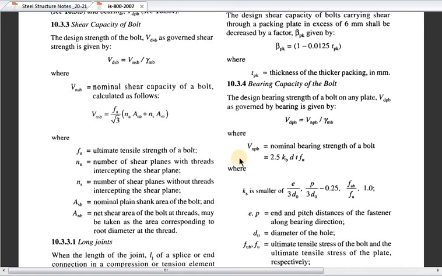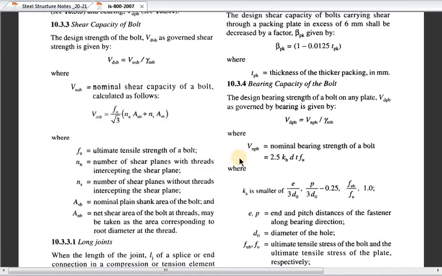Good afternoon, everyone. Today we will have a lecture on steel structure. So, in previous lectures, we have studied the concepts regarding how to design the bolted connections. The important concept is how to design the bolted connections.